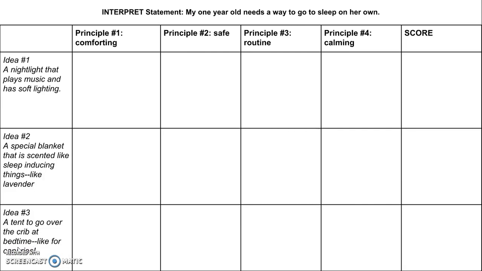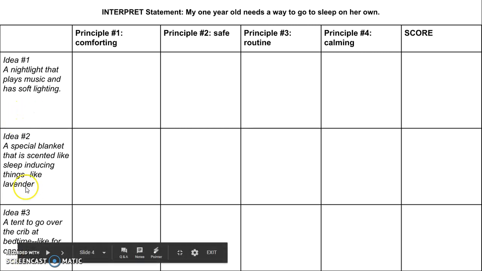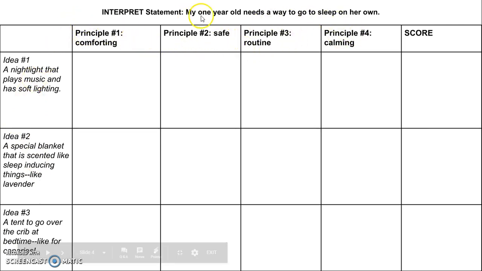So this is a decision matrix. It's just a chart. And you're going to put your principles across the top. They're going to be the headers of your columns. And you're going to put ideas down the side over here. So these are some of the principles that I pulled out to help with this statement. Whatever gets created needs to be comforting because little kids like things that are comfortable. It helps calm them and soothe them and make them sleepy.